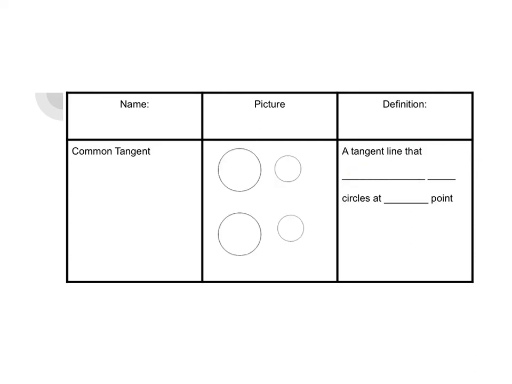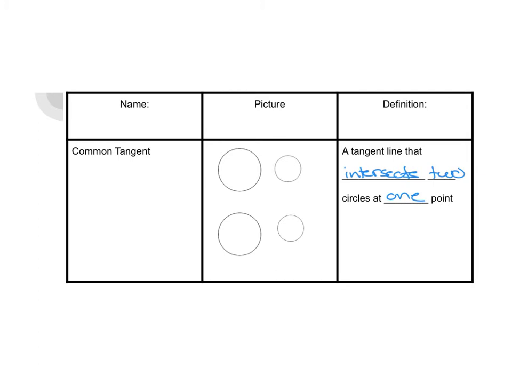For our last term here, we have a common tangent. For our definition, we have a tangent line that intersects two circles at one point each. There are two types of common tangent lines that we can draw. There are internal and external tangent lines.